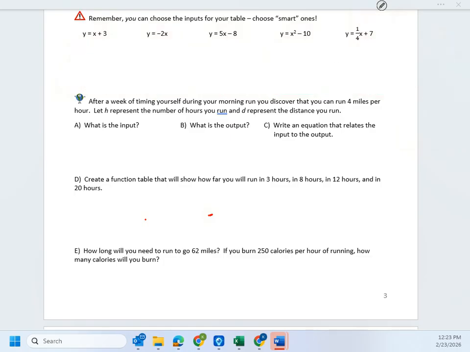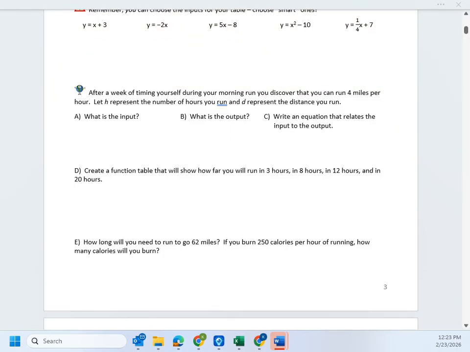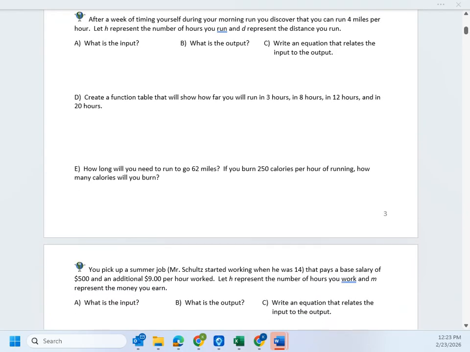So now, let's look at how we're going to use this information. After a week of timing yourself during your morning run, you discover that you can run 4 miles per hour. Let H represent the number of hours you run, and D represent the distance you run. So that's your input and your output. Instead of using X and Y, they're giving us different variables to use.